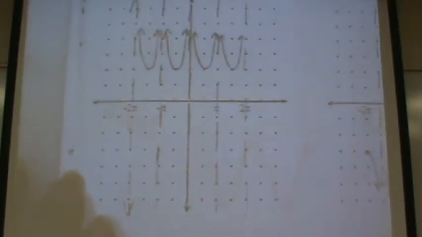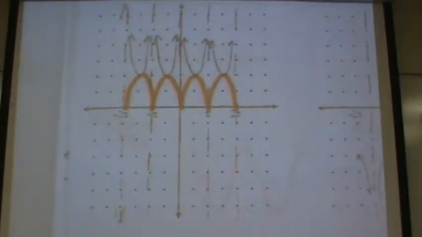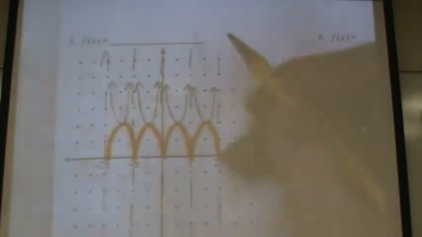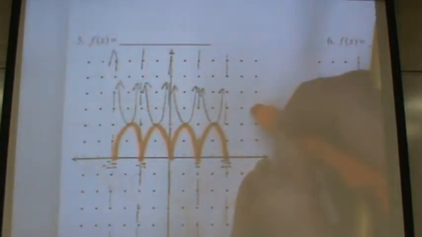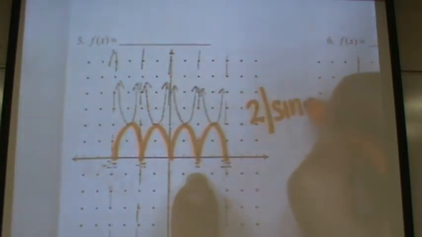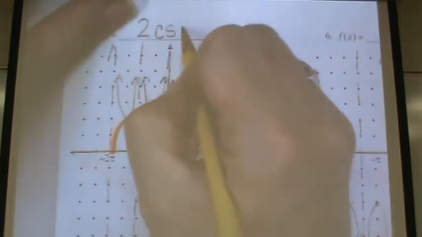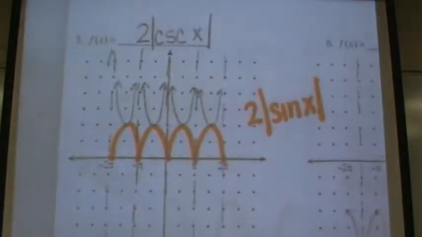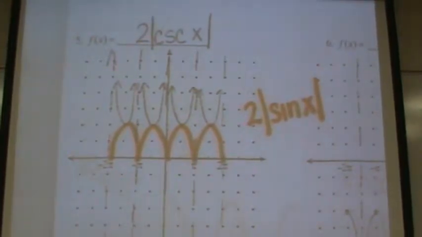Okay, now this one, it's obviously an absolute value, so you're going to want to do this. What's that? Sine. Yep. It'd be absolute value. What's the amplitude? 2. Cosecant x. So what's this one going to be? 2 times the absolute value cosecant x. Cosine. I thought it was plus 2 there for a second.